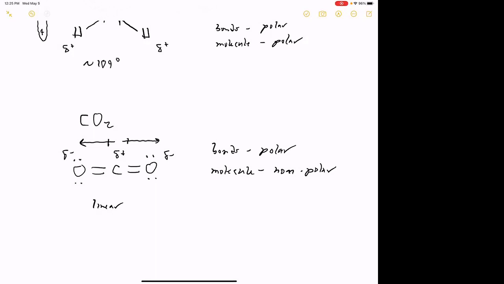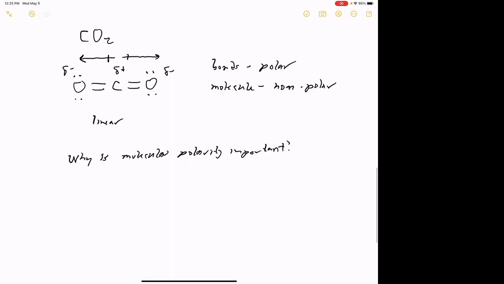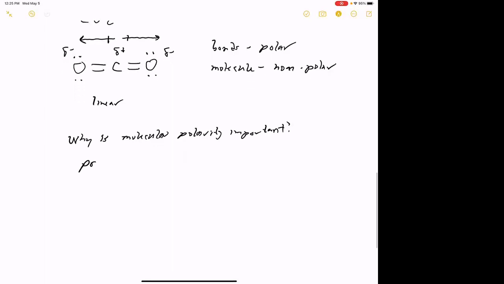All right. So this begs the next question. This is moving into what I like to call a real world application. So we can ask the question, why is molecular polarity important? It's going to help us to explain properties. We can look at various properties of molecules. These are measurable properties of molecules, for example, things like physical state.